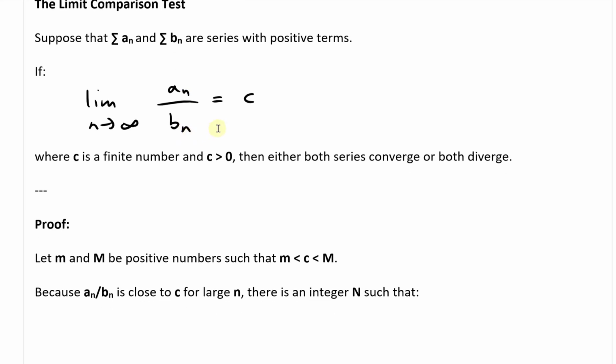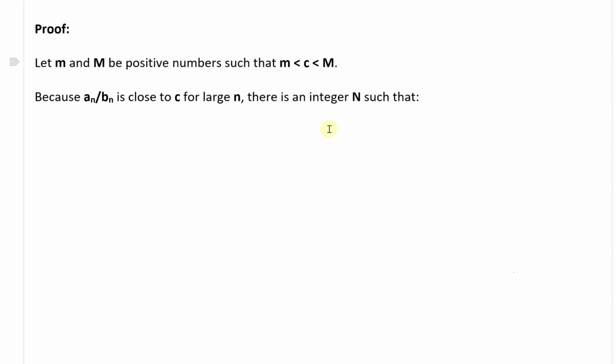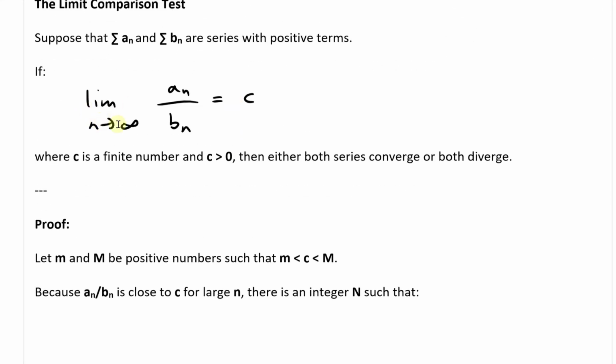So this is just a comparison test, but now with this factor we have to consider. And here's a proof for it. Let lowercase m and capital M be positive numbers such that the number c is between them, so m is less than c, which is less than capital M. Because an over bn is close to c for large n, as n approaches infinity, it's approaching this number c.